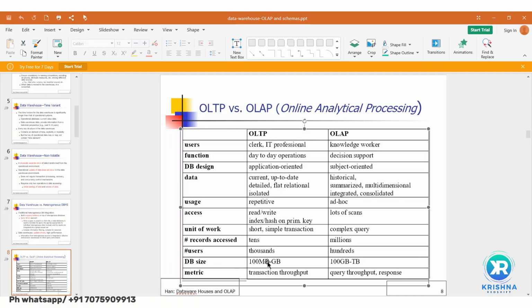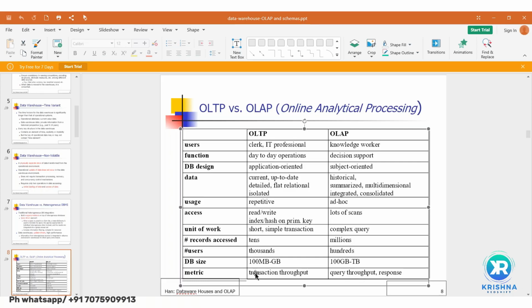And then data size. In OLTP systems, daily data is gathered, so it will be a few MBs or GBs. But on the OLAP side, history is stored, so it will be in gigabytes and terabytes. Then transaction and query throughput. In OLTP, we generally measure the number of transactions. But in OLAP, we look at the query, how fast the query is running or how much data the query is processing. We talk in that way.